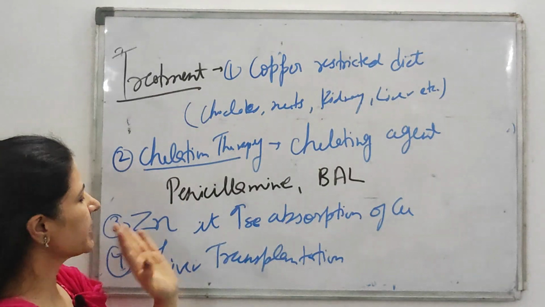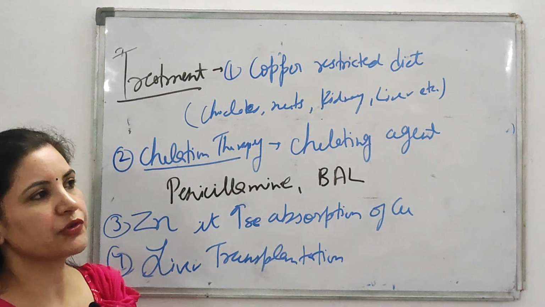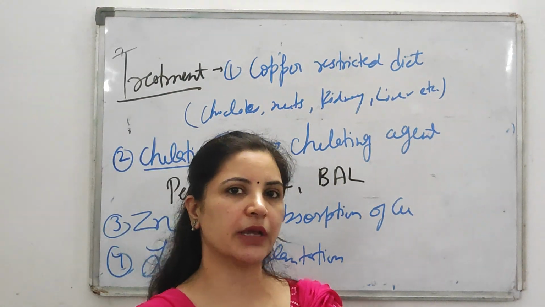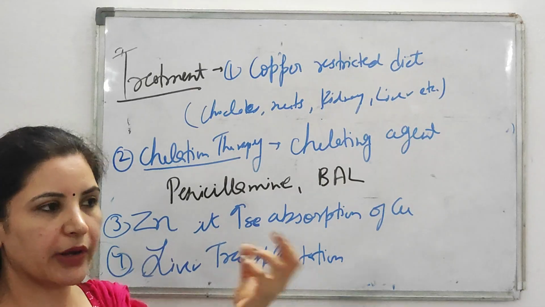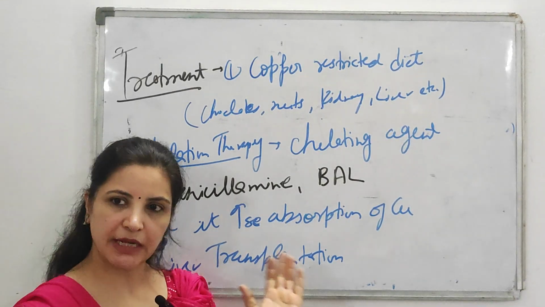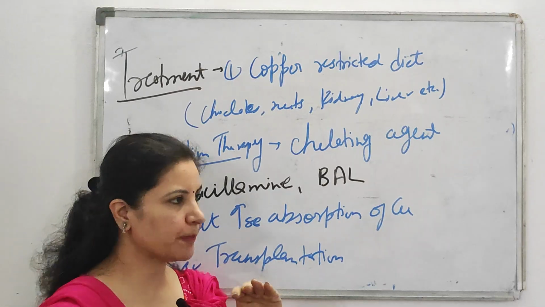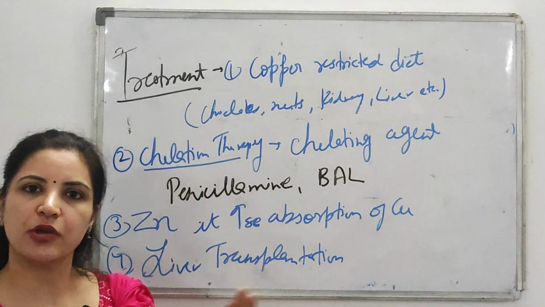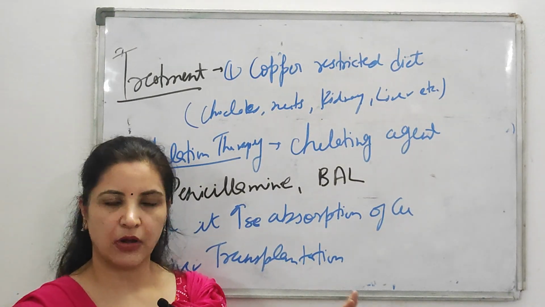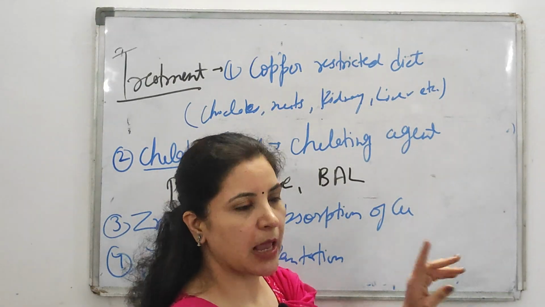Anyway, penicillamine, and after that, another treatment you will perform is to give zinc. What is the role of zinc in treating Wilson disease? Zinc will increase the absorption of copper. So when copper absorption increases, it will be removed out of your body. Next, if the patient is not responding to all these things, the final treatment is liver transplantation. Alright, so this is all about Wilson disease.